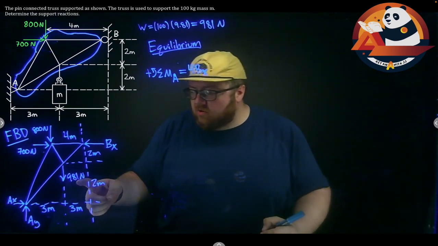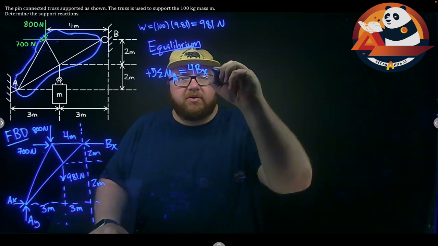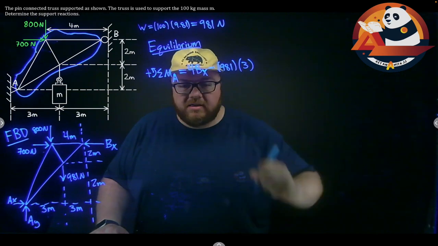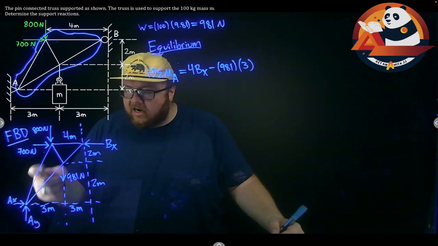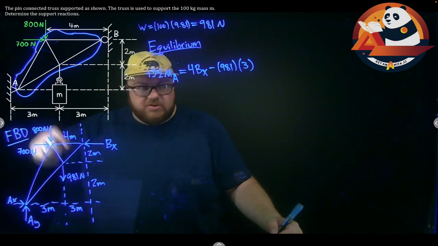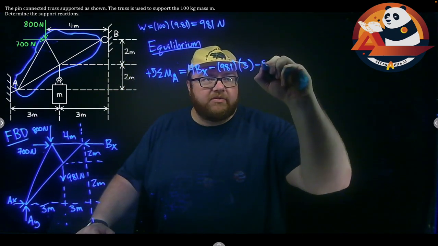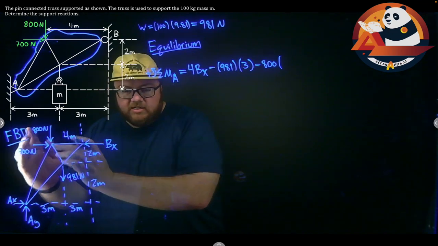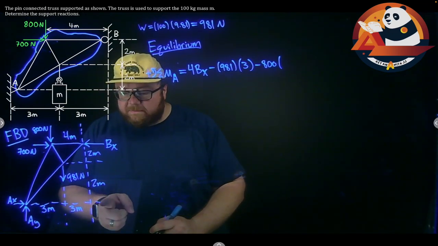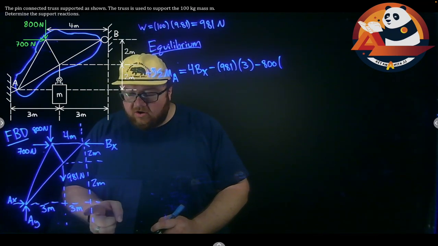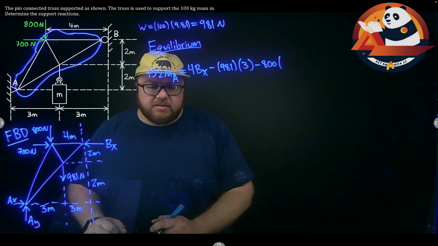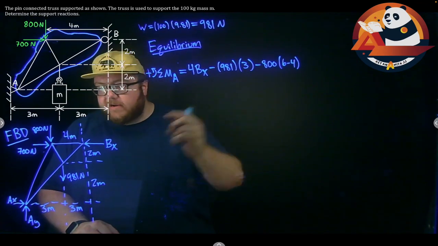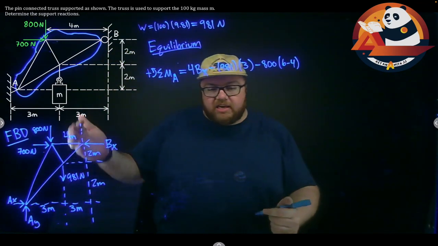The weight here will cause a clockwise rotation, so I'm going to subtract its moment out, minus force 981 times my distance 3. My 800 is going to cause a clockwise rotation, so I'll subtract it out, minus my force is 800, and my distance here should be, well, I don't know this distance from A to 800, but I know from A to B is 6 meters horizontally. From B back to 800 is 4 meters. So the difference in there, 6 minus 4, or just 2, is my perpendicular distance. We really have that distance, it's just not directly given to us.